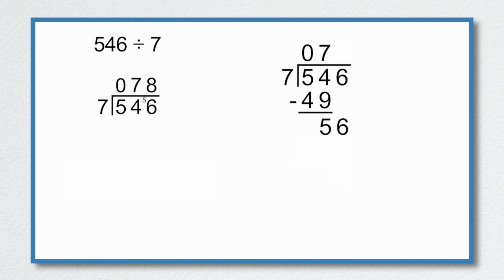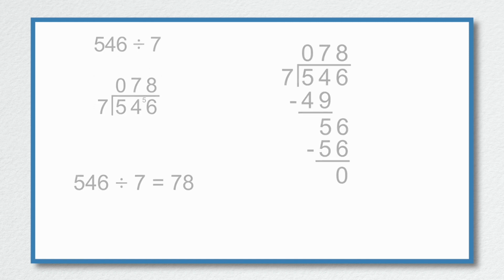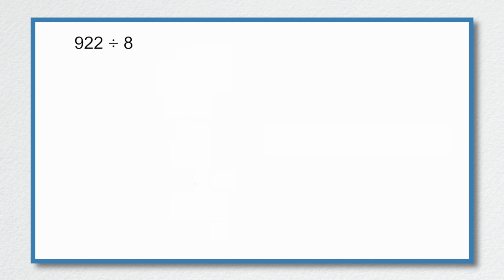We're now doing 56 divided by 7. 7 into 56 is 8, because 8 sevens are 56. And if we take that 56 away from 56, we are left with a remainder of 0. So I'm going to do 3 more questions. 922 divided by 8. So set the question out. I'm going to use long division.